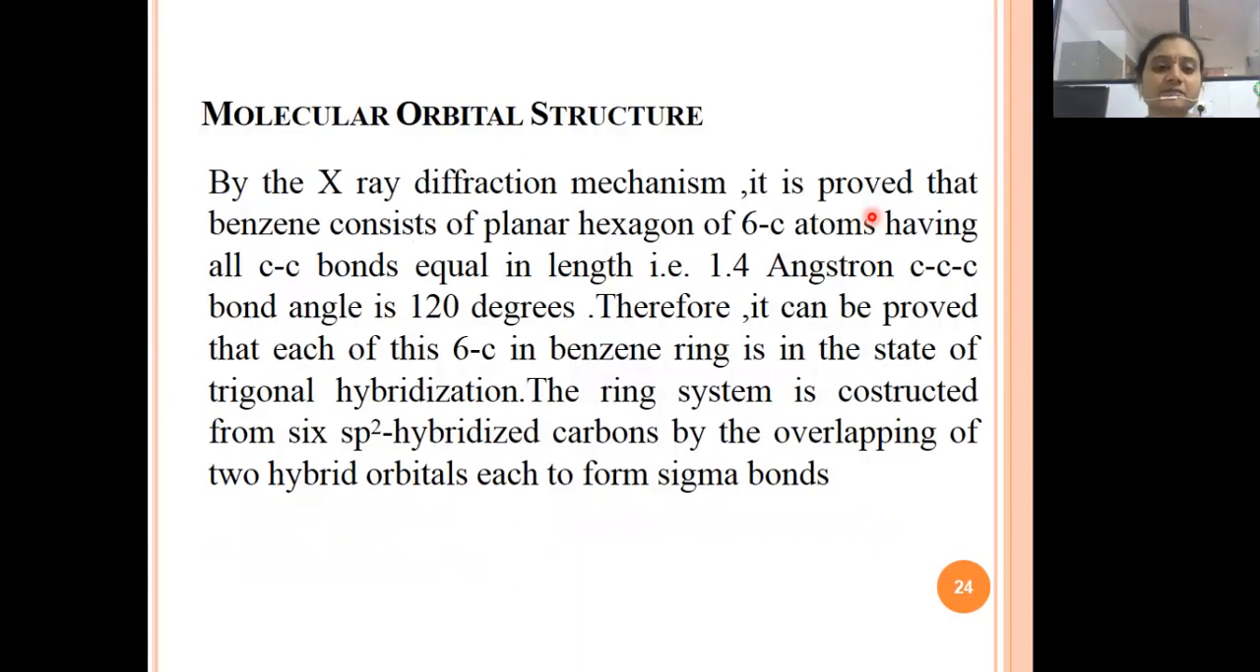Molecular orbital structure. By X-ray diffraction, it is proved that benzene consists of a planar hexagon of six carbon atoms having carbon-carbon bonds which are equal in length, 1.4 angstroms, and carbon-carbon-carbon bond angles of 120 degrees. Therefore each of the six carbons in the benzene ring is in the state of trigonal hybridization. The ring system is constructed from six sp2 hybridized carbons, with sigma bonds formed by overlapping of the sp2 hybrid orbitals.